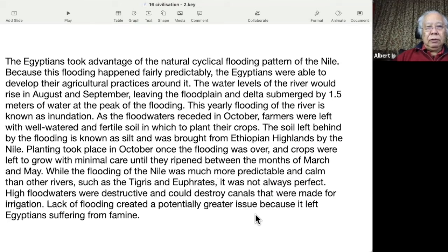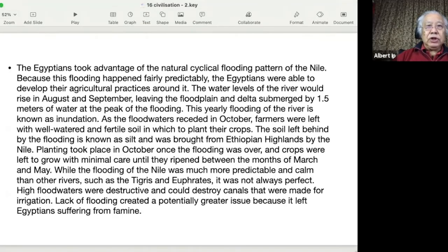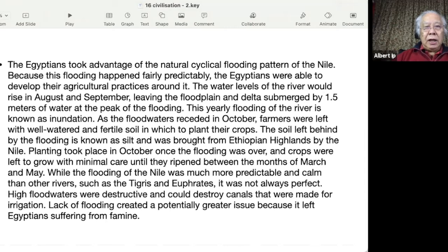The water level of the river rises in August and September, leaving the floodplain and delta submerged in a couple of meters of water at the peak. This yearly flooding of the river is known as inundation. As the floodwater recedes in October, farmers are left with well-watered and fertile soil, and they can plant their crops accordingly. So it makes it much easier for them to manage their agriculture.